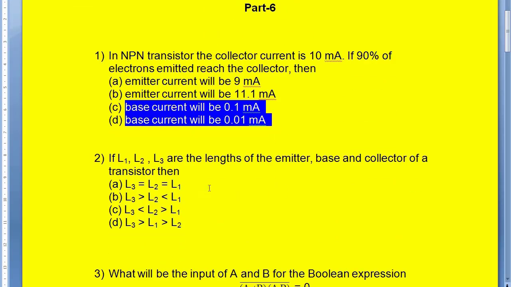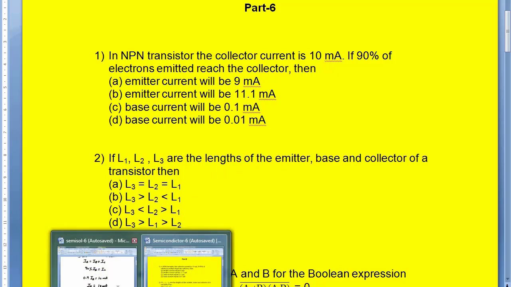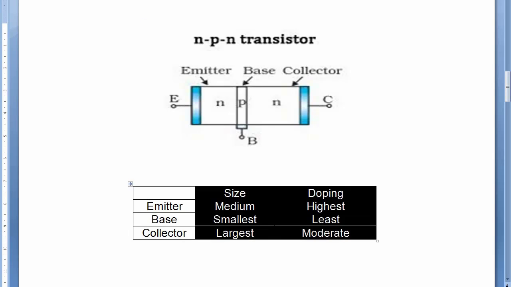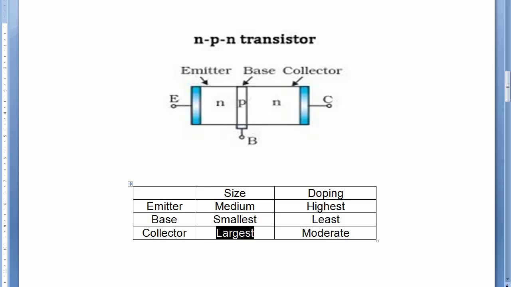The second question: if L1, L2, L3 are the lengths of emitter, base and collector of a transistor, then which is true out of these four? See students, whether we have an NPN or PNP transistor, these things are true for both. The sizes of emitter, base and collector are such that the collector is the largest in size, the base is the smallest one, and the emitter is medium size. The size of the emitter is larger than the base and lesser than the collector.